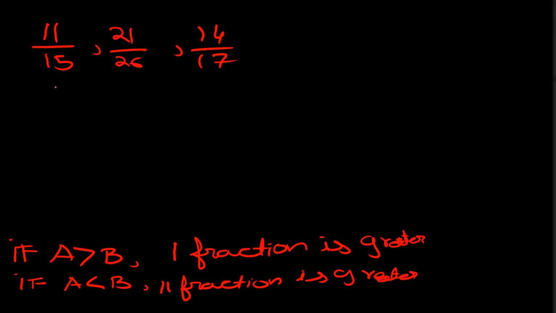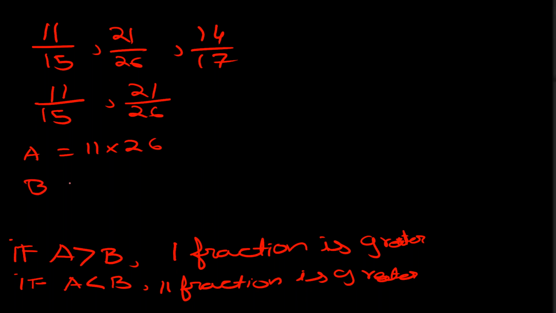First step, we are going to compare the first two fractions, which are 11 by 15, comma 21 by 26. A is equal to 11 into 26 and B is equal to 21 cross 15. Hope you all got this, right? Next step, I'm supposed to multiply them. 11 into 26, I'll be getting 286, and 21 into 15 again by the SAR method, 300 plus 15, so 315.